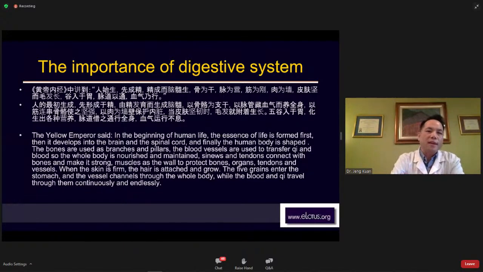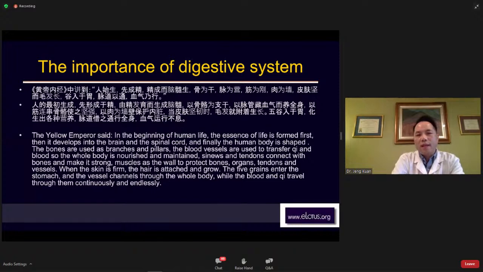So basically it's saying in the beginning of human life, that the essence of life is formed first. Then it develops into the brain and the spinal cord, and finally, the human body is shaped. The bones are used as branches and pillars. The blood vessels are used to transfer qi and blood, so the whole body is nourished and maintained. Sinews and tendons connect with bones and make it strong. Muscles as the wall to protect bones, organs, tendons, and vessels.